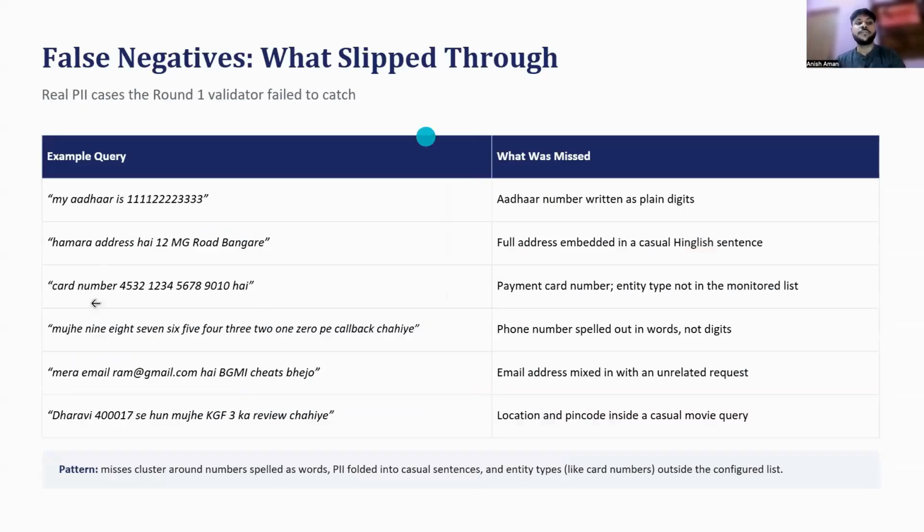So in round one, if we look at the false negative examples, these are a few of the queries which were not flagged, and we can see that most of the queries are in English. As already discussed, this model is basically trained on English language, so it was creating difficulty in flagging a few of the multilingual queries.